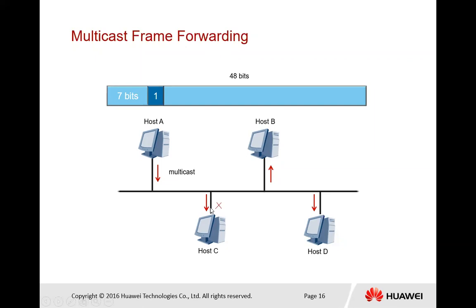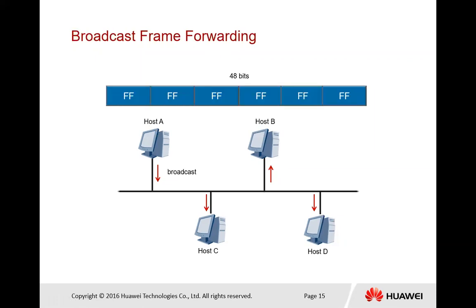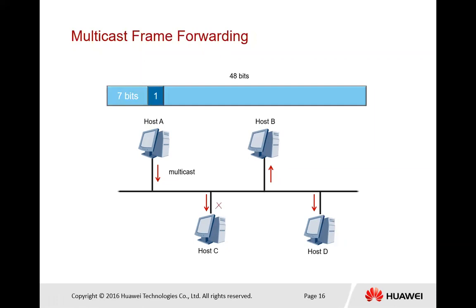So that means only communication between host A, B and D. That is specifically for multicast frame forwarding. That means one to many, not all, one to many. Oh sorry, the 8th bit: if the 8th bit is 1, that means it is a multicast frame.